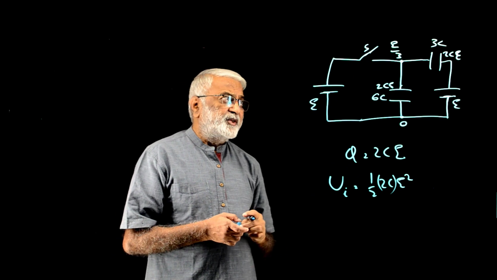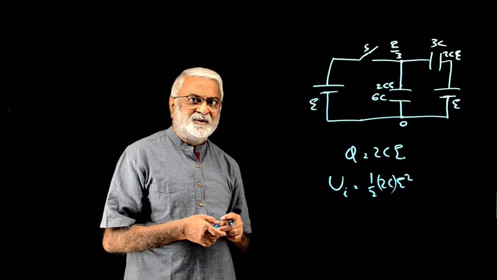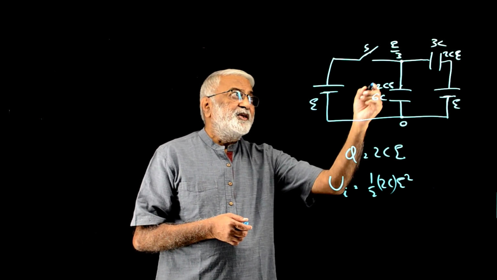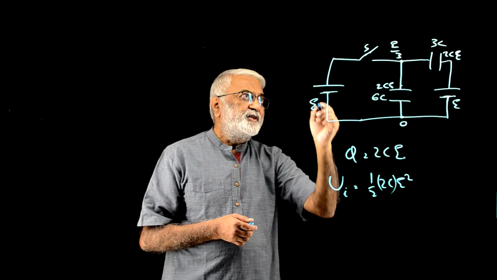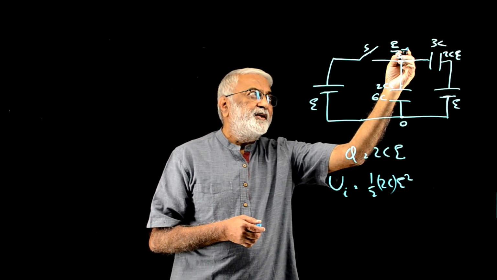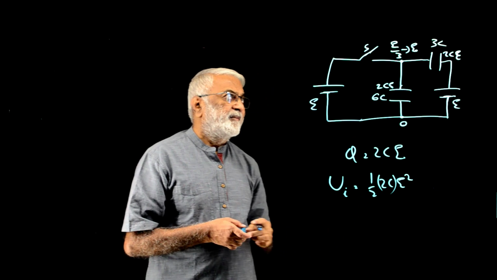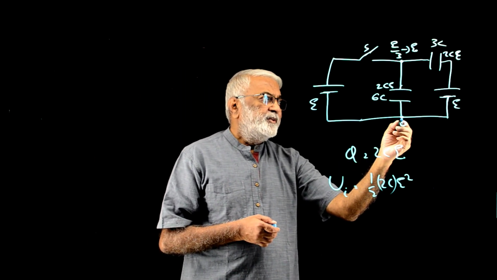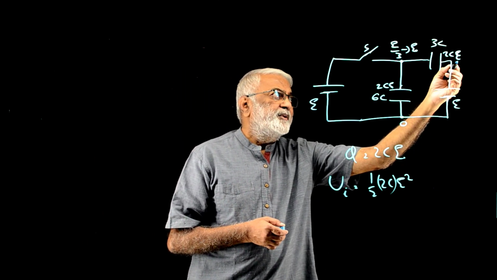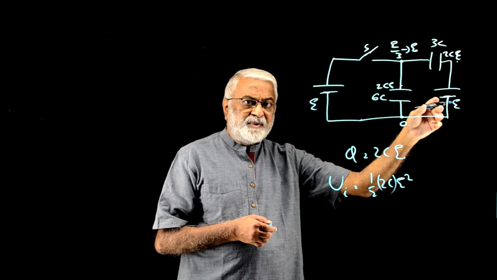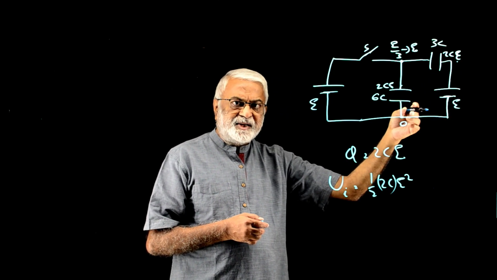When you close the switch, things change. Like the potential difference will change. This will change from 0, so this will be E volt, right? So this will change from E by 3 to E. This is 0 and this will remain E, of course. The cells are capable of maintaining that potential difference, right? The cells maintain that potential difference.